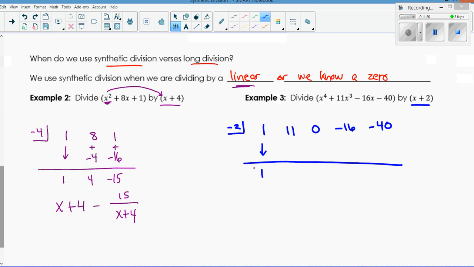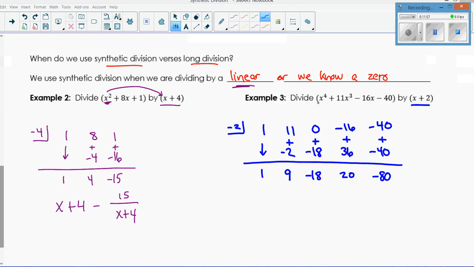I multiply. Negative 2 times 1 is negative 2. I add. I get 9. I multiply. I get negative 18. I add. I get negative 18. I multiply. I get 36. I add, which gives me 20. I multiply, which gives me negative 40. I add, and I get negative 80.